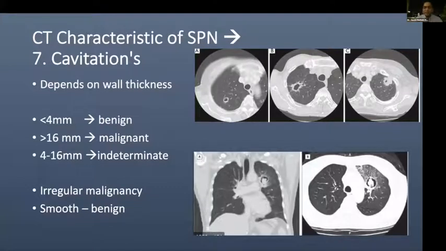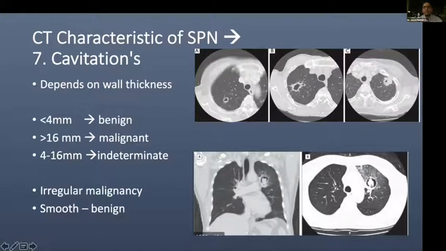Cavitations are very common. We see them in squamous cell carcinomas, but also in a lot of benign diseases. So it's something to look for and think about. The thickness of the cavity wall can guide you on what to do. If the wall thickness is under 4 mm, it's most likely a benign lesion. A very thick wall, more than 16 mm, points to a malignancy. And of course, you always sit in between, with lesions at 4 to 16.